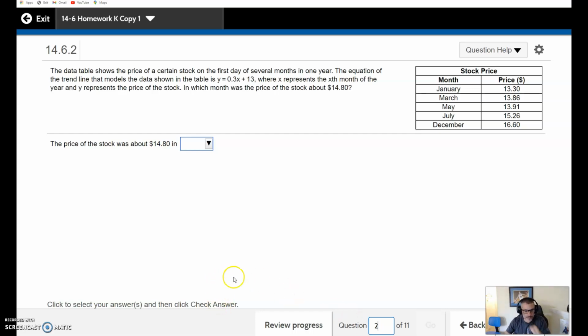All right, the data table shows the price of a certain stock on the first day of several months in 1 year. So on January 1st, it was this price. And on March 1st, this price. May 1st, this price, and so on. The equation of the trend line that models the data in the table is that. So they give us the equation. So I'm going to go ahead and rewrite it.